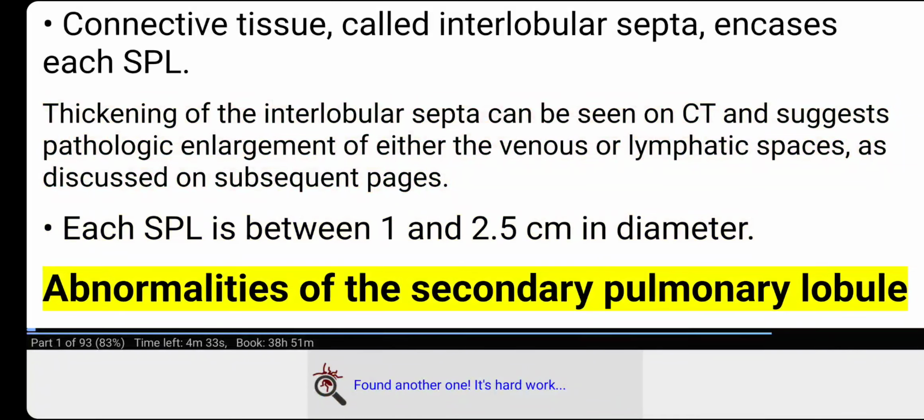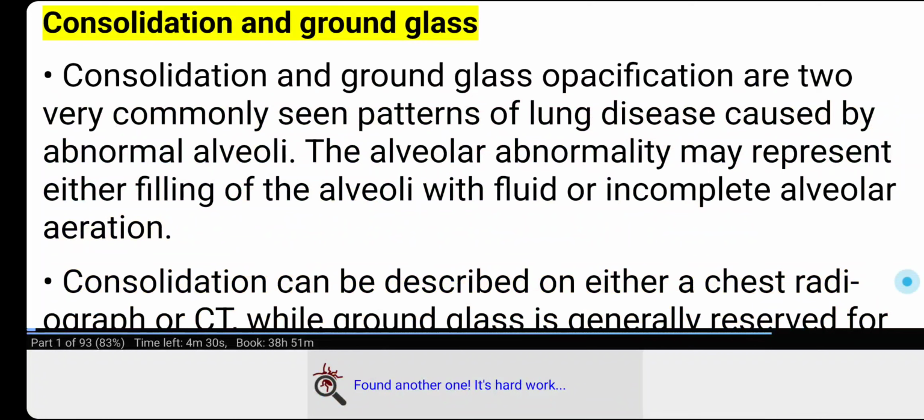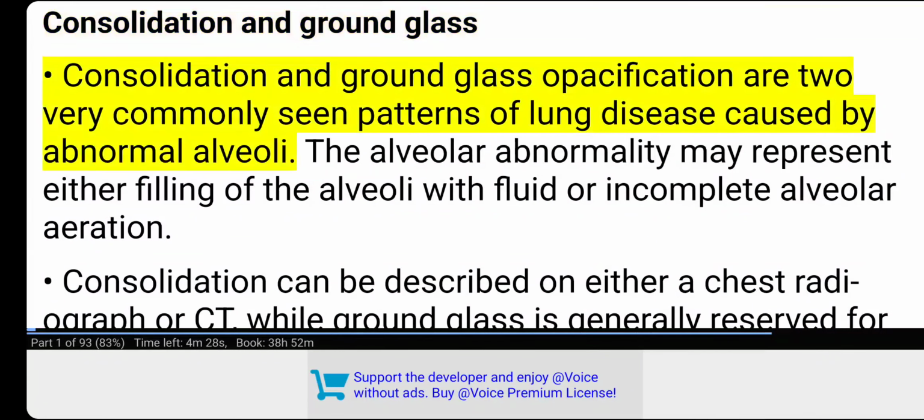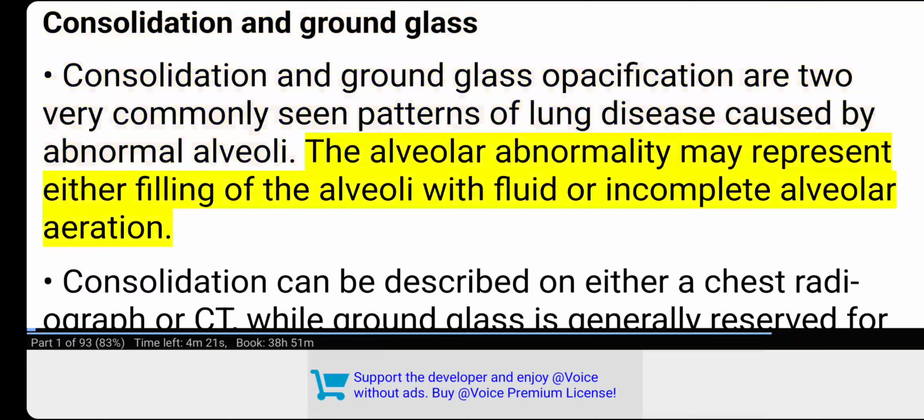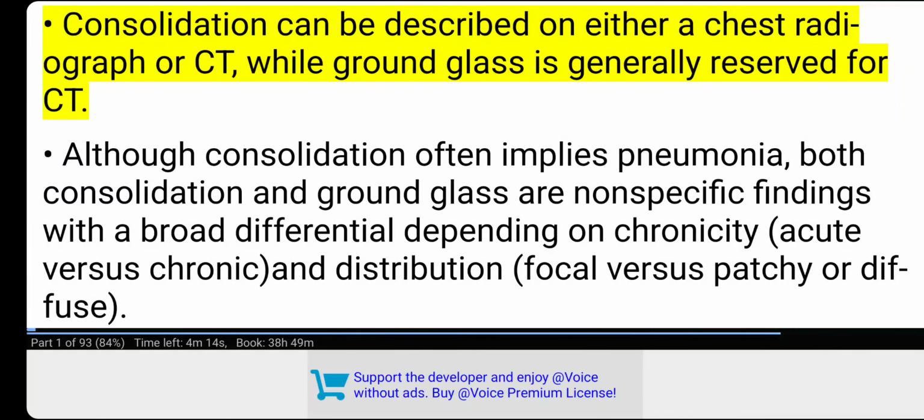Abnormalities of the secondary pulmonary lobule. Consolidation and ground glass. Consolidation and ground glass opacification are two very commonly seen patterns of lung disease caused by abnormal alveoli. The alveolar abnormality may represent either filling of the alveoli with fluid or incomplete alveolar aeration. Consolidation can be described on either a chest radiograph or CT, while ground glass is generally reserved for CT.